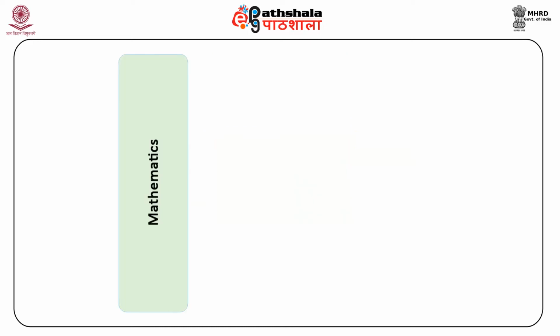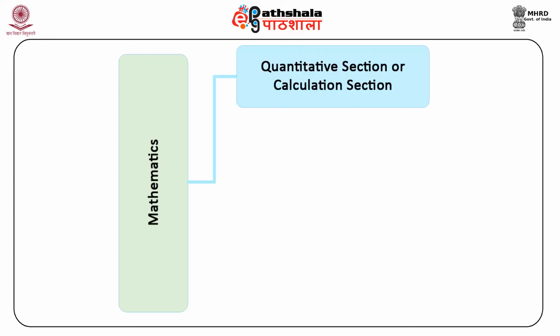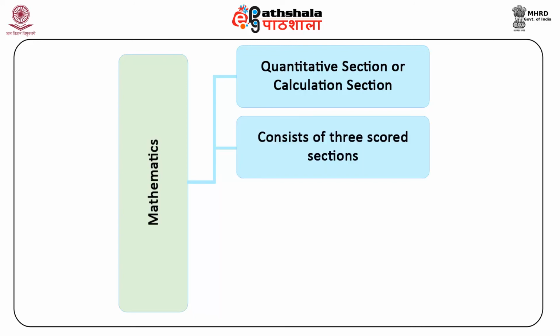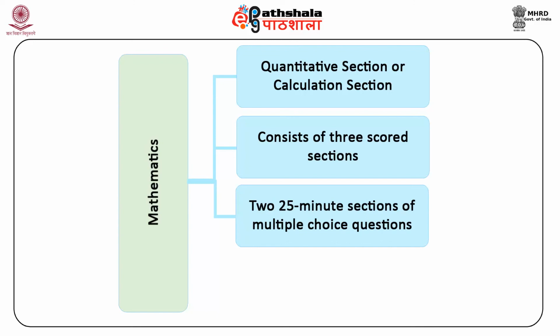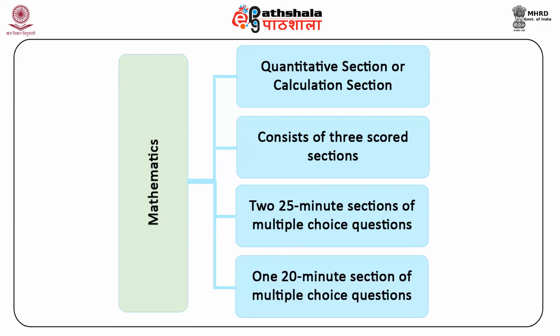Mathematics. This domain is popularly known as the quantitative section or calculation section. The mathematics section consists of three scored sections. These are two 25-minute sections of multiple choice questions and grid-ins on the answer sheet, and one 20-minute section of multiple choice questions. These questions are based on only symbolic and numerical answers and not comparison.